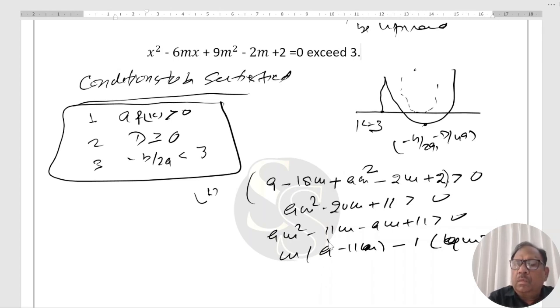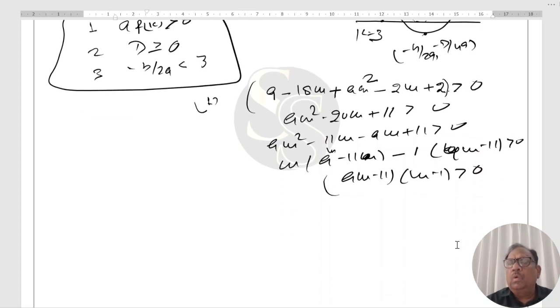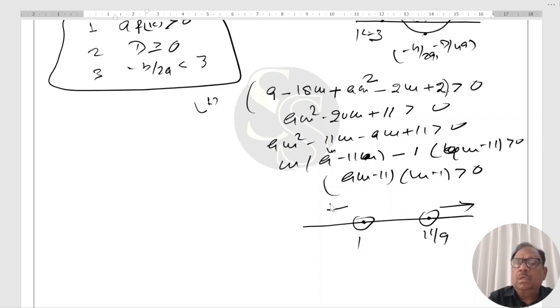9m minus 11, m minus 1 greater than 0. It means 1 is 1 and 11 by 9. 11 by 9. This says here, this says yes. According to Pauli concept, greater of outside, less of inside.